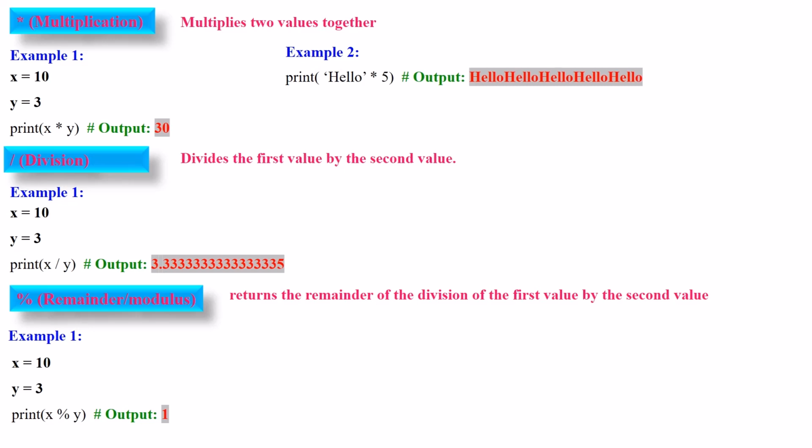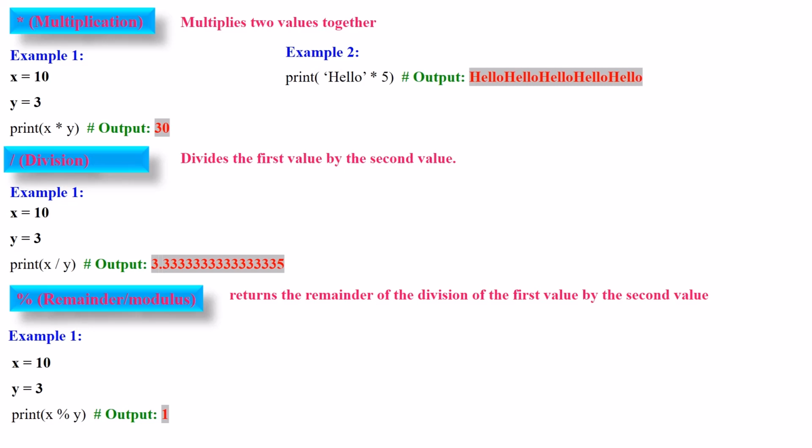The next arithmetic operator is division, which divides the first value by the second value. In example 1 of division, the expression x/y divides x by y, resulting in 3.3333333333333335. The result is a floating point number. The division operation automatically promotes the result to a float.